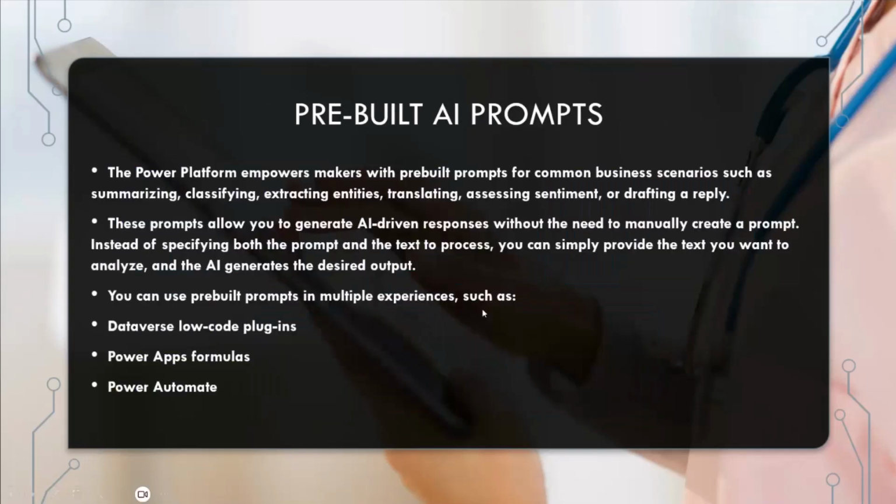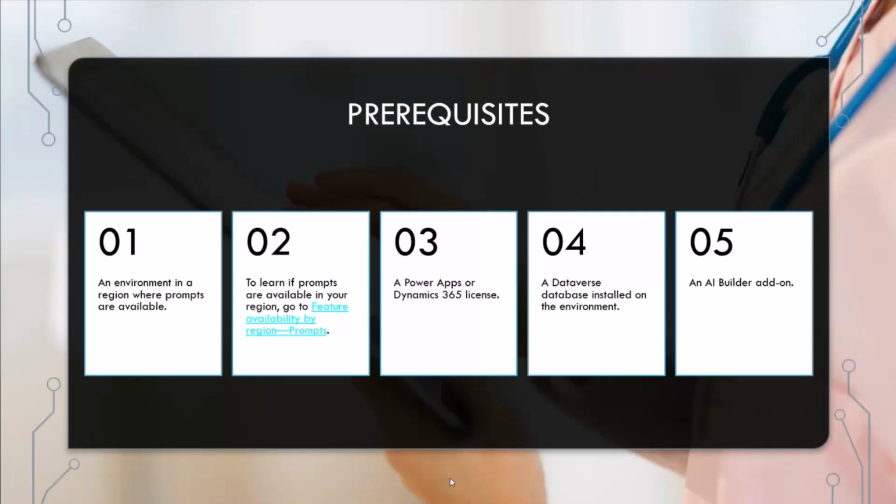We are going to pick up our scenario. But before that, let's quickly stop by AI prompts and what you can do with AI prompts. We can summarize, classify, extract entities, translate, analyze sentiment, or draft a reply. These are a lot of things which we can do with GPT. Let's quickly evaluate what the prerequisites are if I want to use AI Hub and draft my custom prompt.